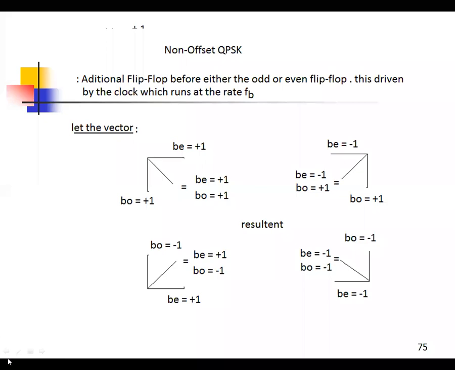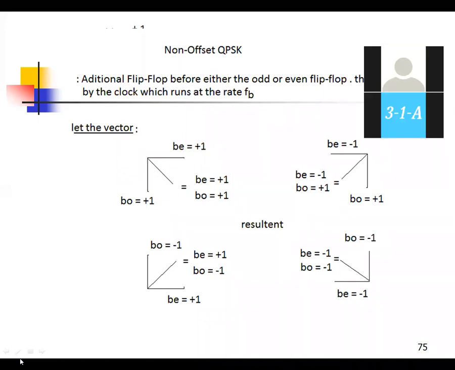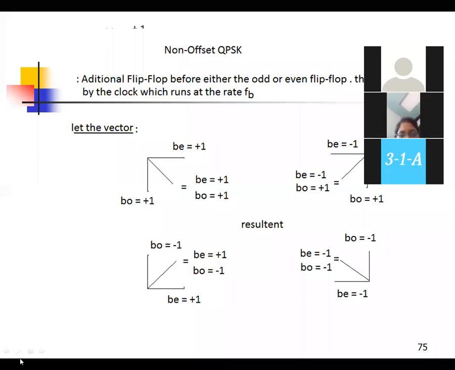Okay, let us start. In the previous class, we covered non-offset QPSK. Now let us see the QPSK or offset QPSK. In the QPSK, there is a block diagram with two D flip-flops and one T flip-flop. The input is given to two D flip-flops, and the clock is given to them via a toggling clock. The outputs of the D flip-flops are B_e(t) and B_o(t).